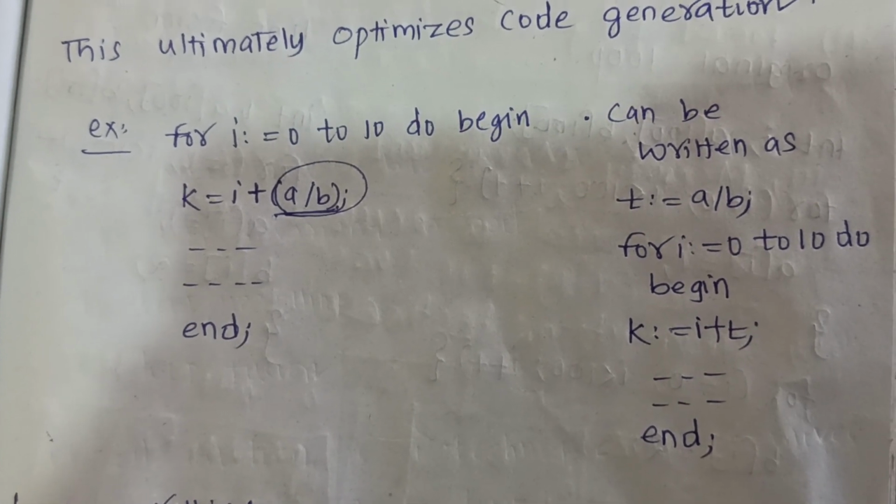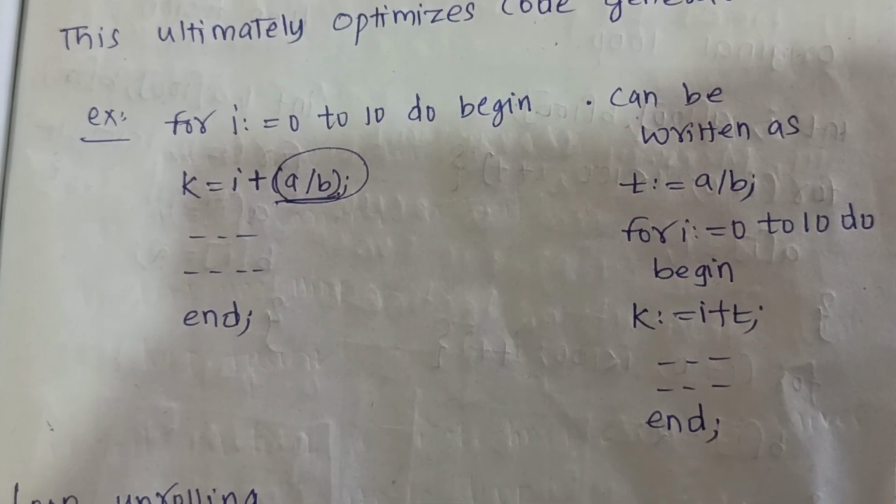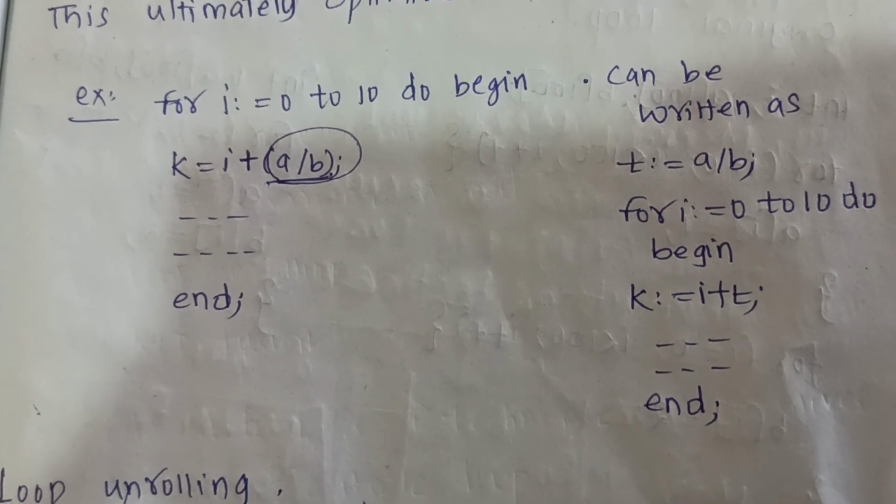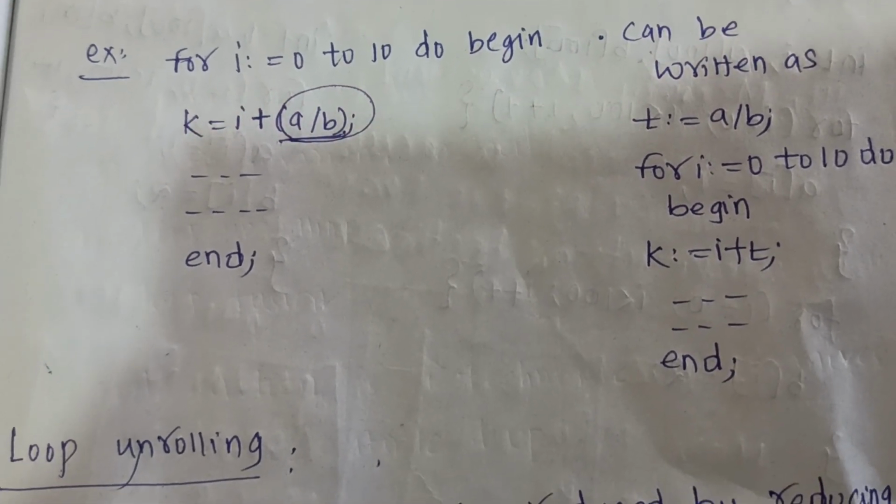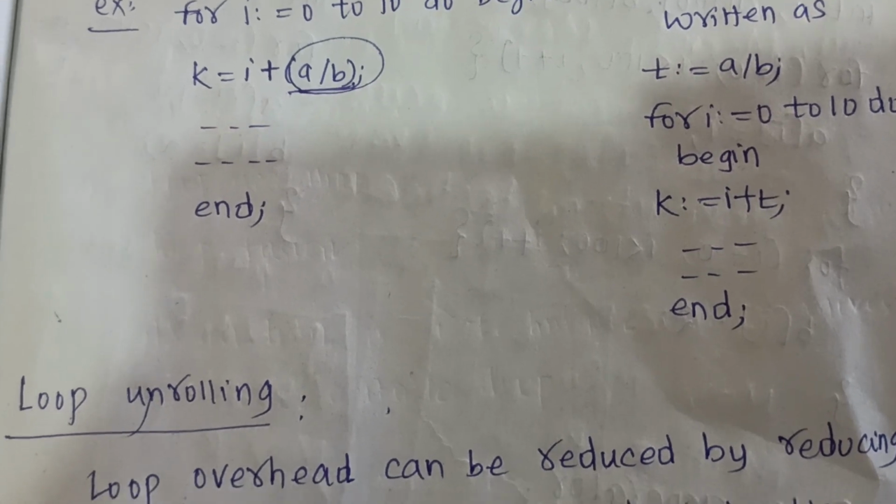This code can be written as: a / b will be assigned to a new variable t, and that will be added to i, and that value will be assigned to k.